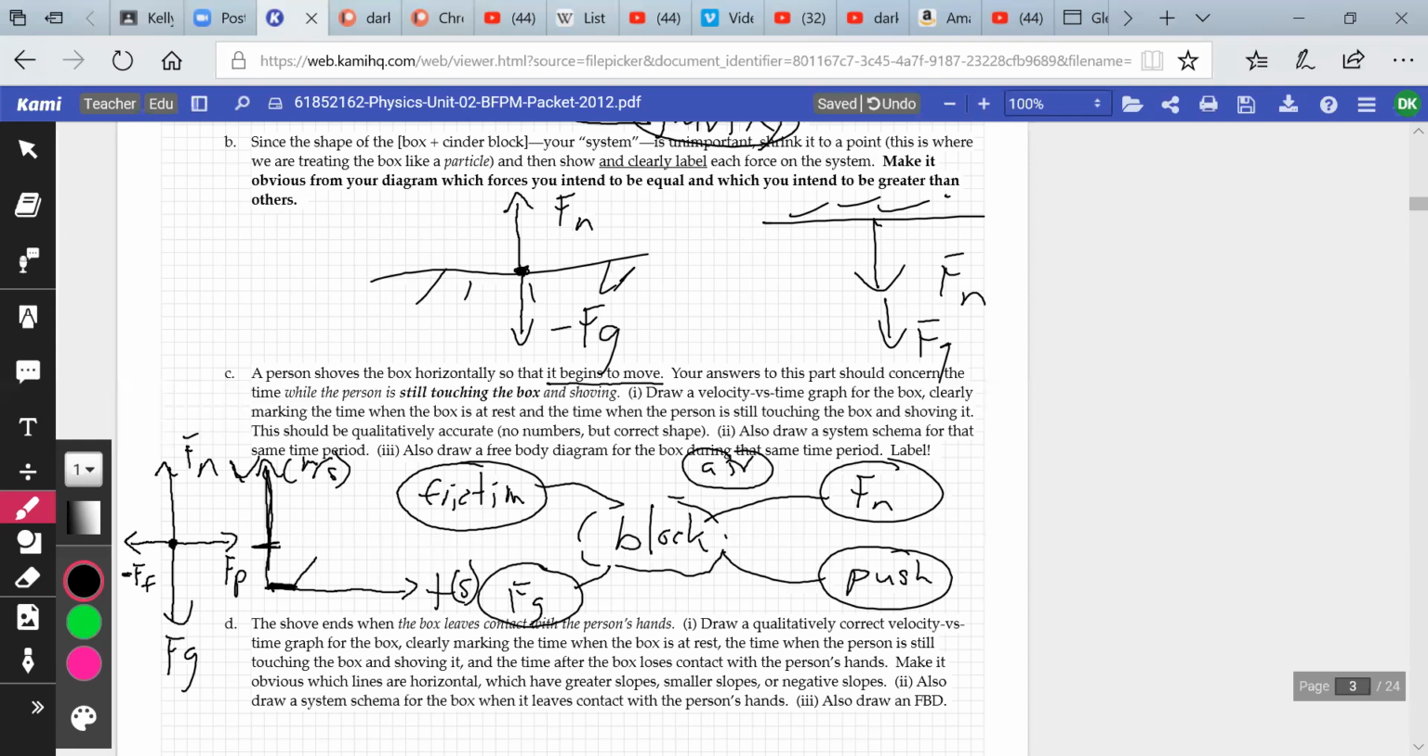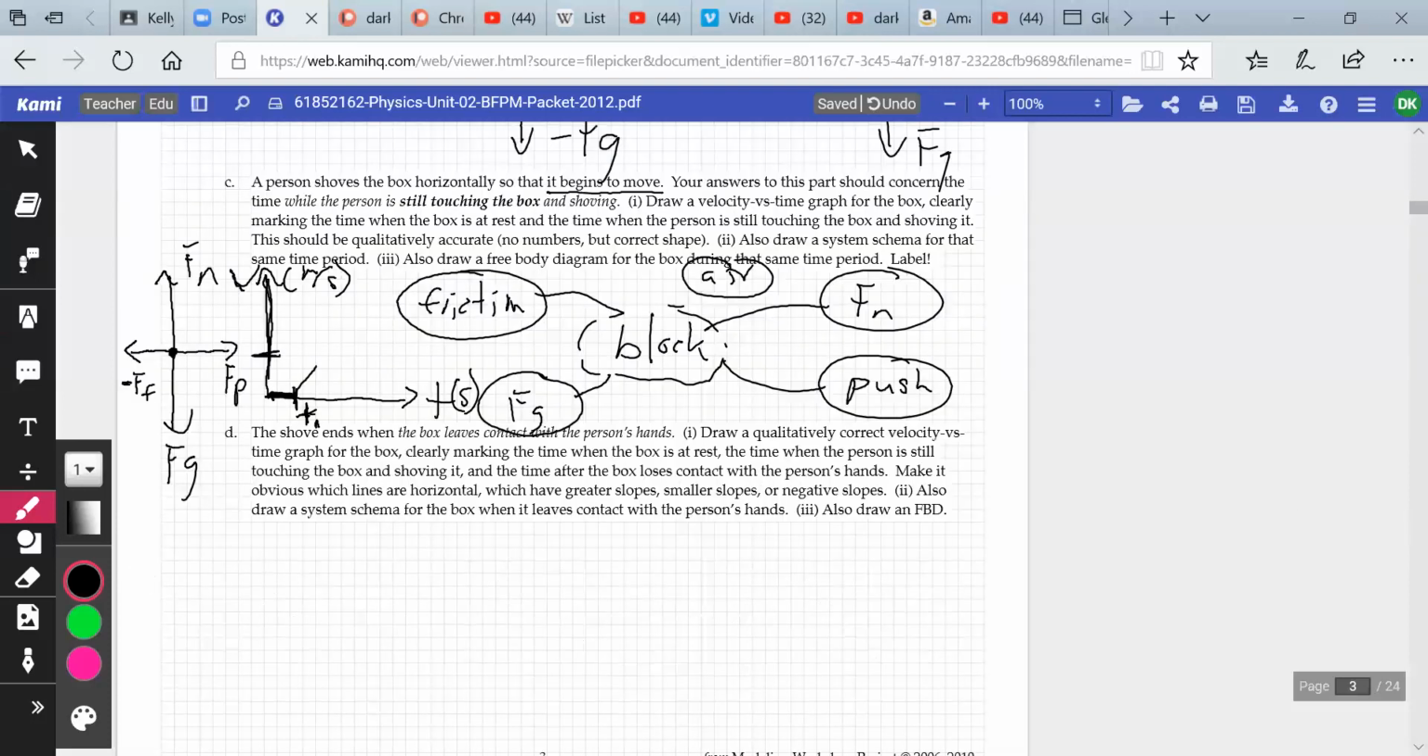Draw a velocity versus time graph for the box, clearly marking the time when the box is at rest. And again, we don't have numbers, so just some arbitrary time t1, whatever. Okay, now for part D. The shove ends when the box leaves contact with the person's hands. So we're going to do the same thing: VT diagram, schema, as well as the free body diagram.